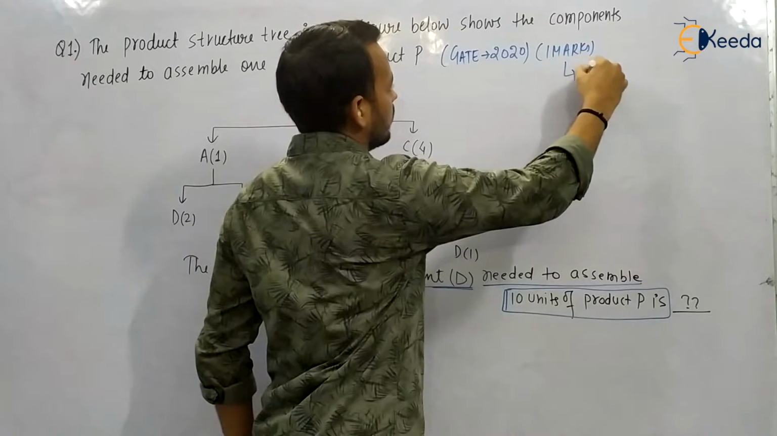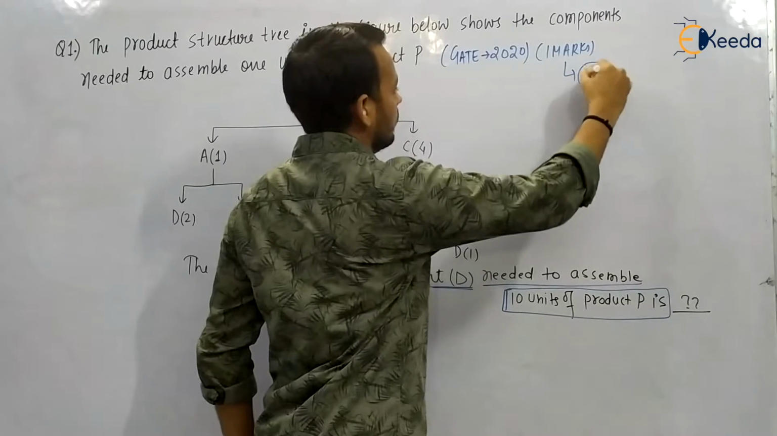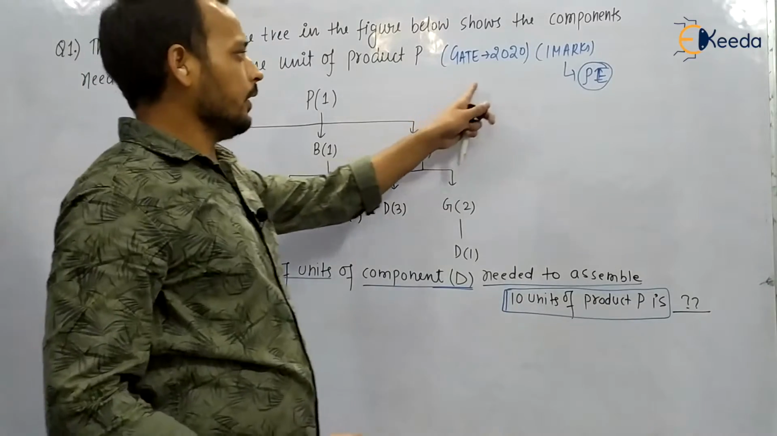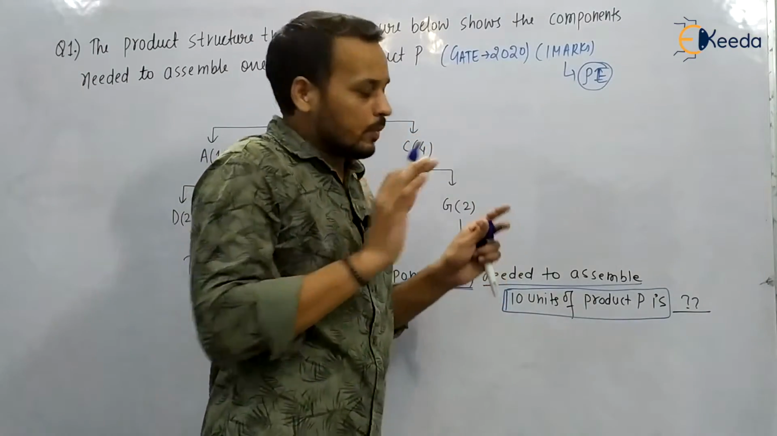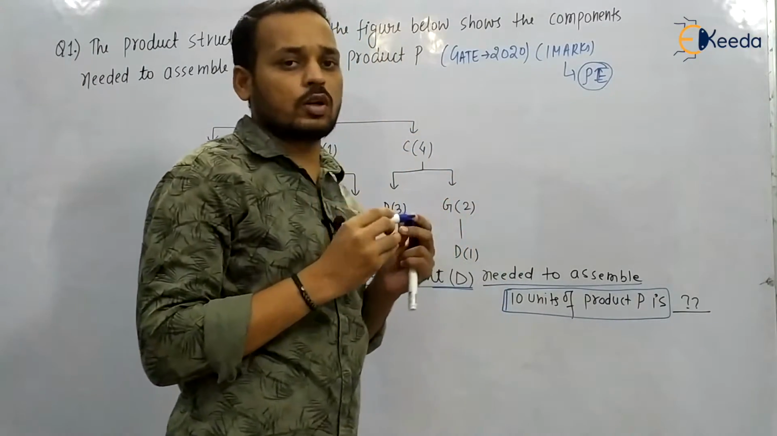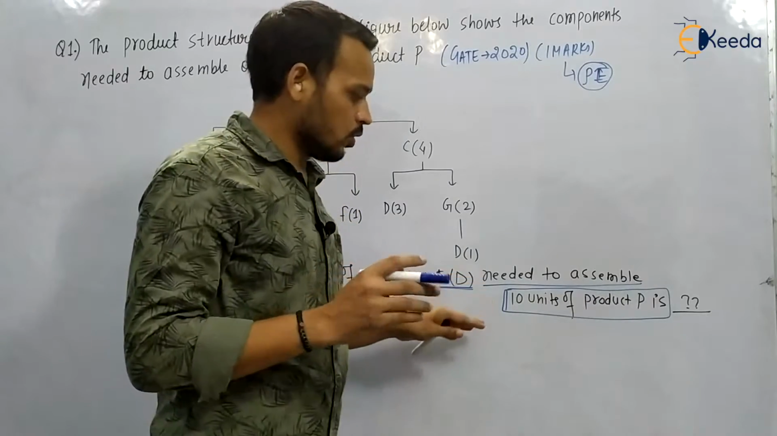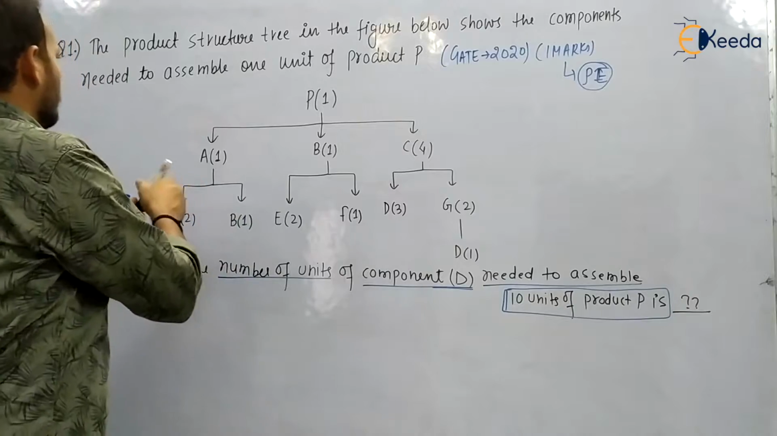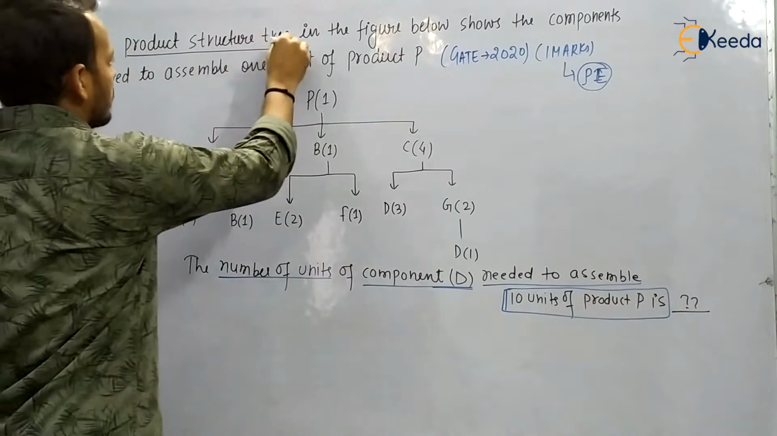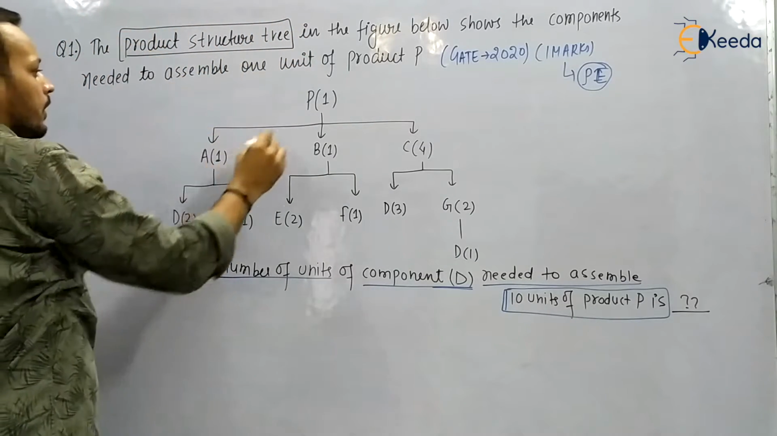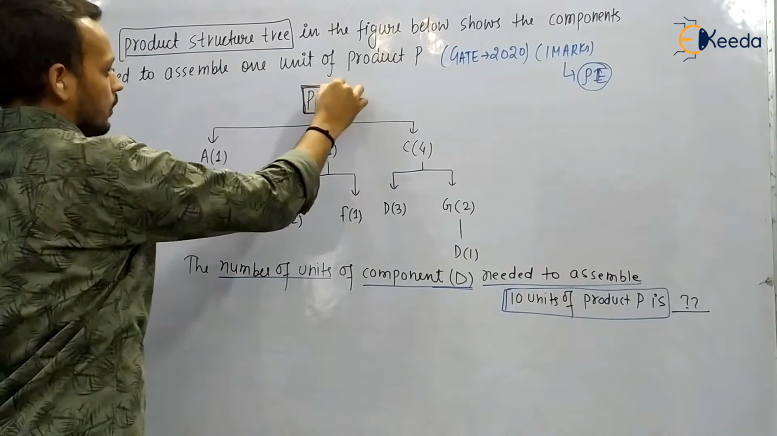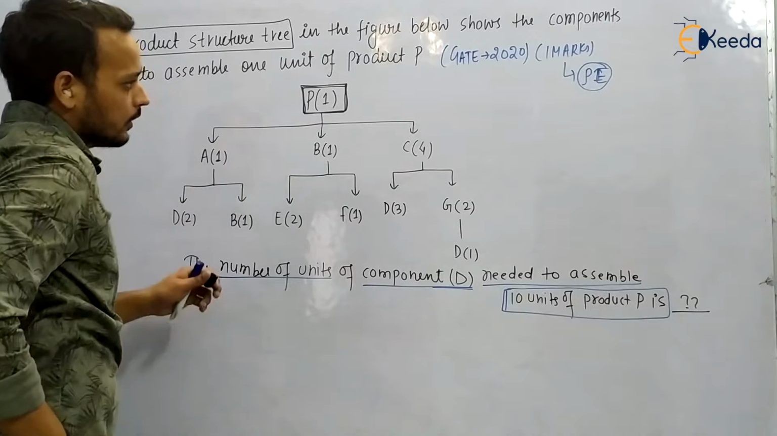It is a GATE 1 mark question of the PI branch, production engineering, production department. The topic is common for both the production branch and the mechanical branch, so you can solve the question from anywhere. A product structure has been given, and you can see the main end product is product P.